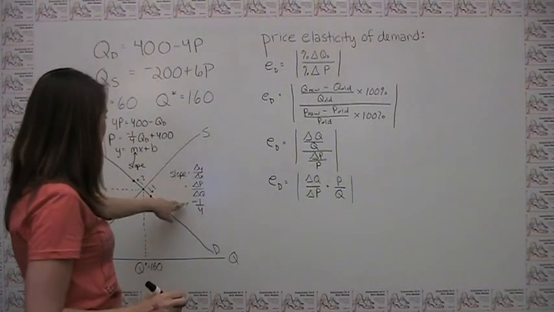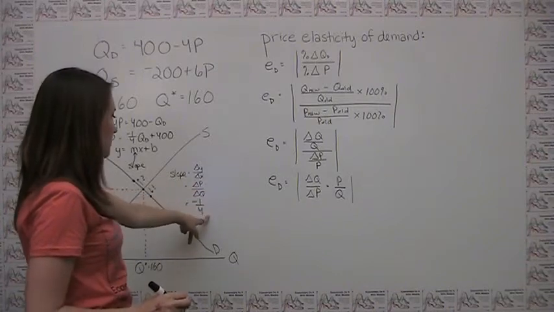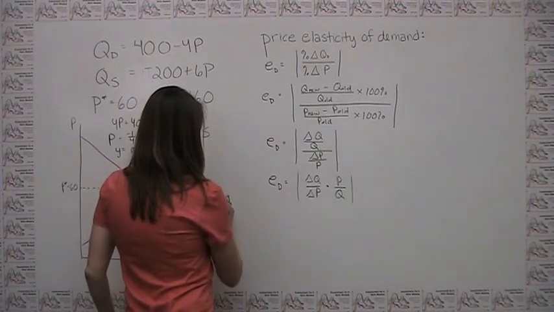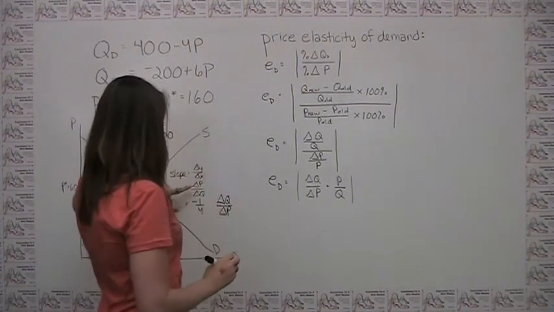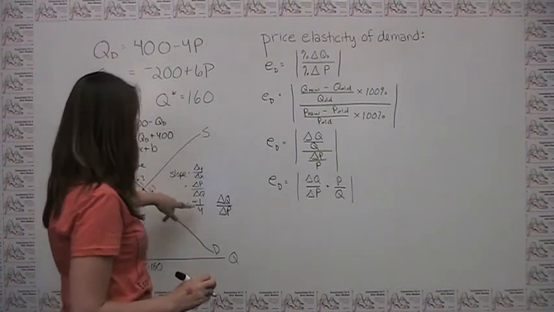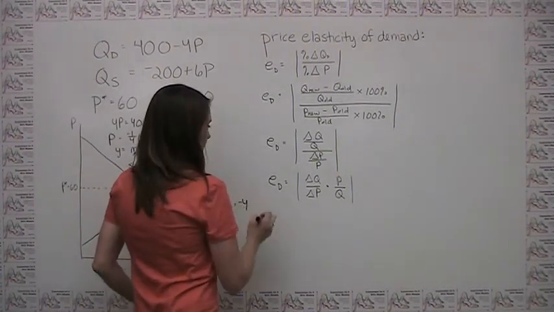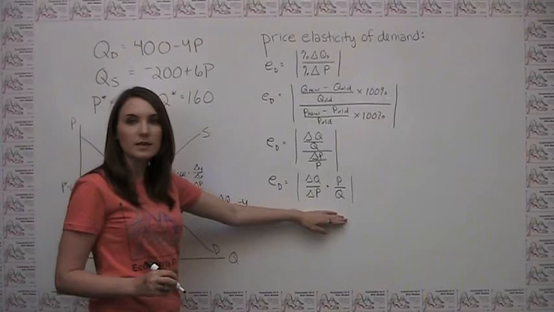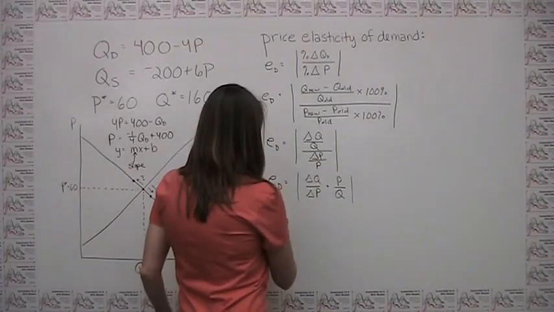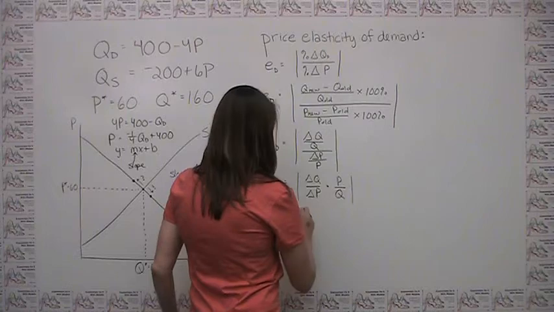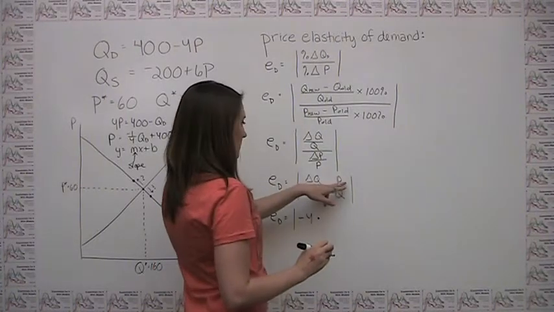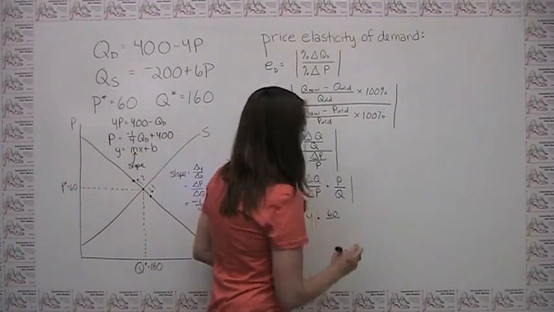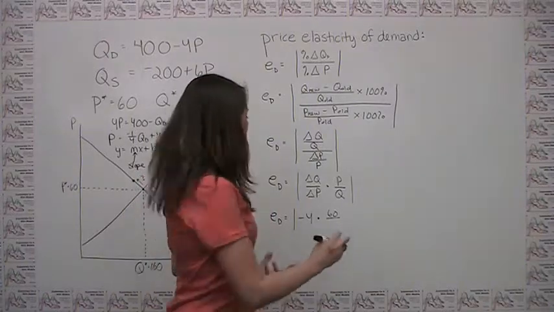So here, if change in P divided by change in Q is negative 1/4, then it stands to reason that the change in Q divided by the change in P, which is the reciprocal of this, is just negative 4. And then we could go ahead and plug this in to what we see here to get a number. We could say that our elasticity of demand is just negative 4 times the price at the equilibrium, which we said was 60, divided by the quantity at the equilibrium, which we said was 160.